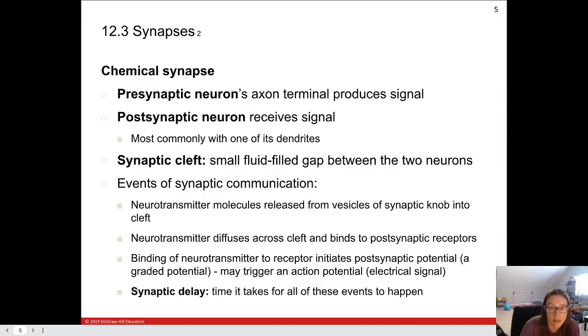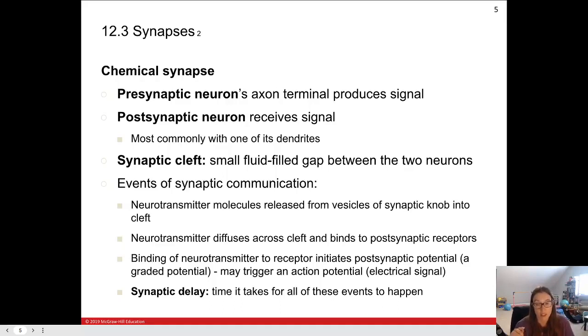that's receiving the signal. And so if you think about what happened at the neuromuscular junction, those are the events that normally happen at a chemical synapse. Neurotransmitter molecules are released from vesicles in the synaptic knob into the synaptic cleft. The neurotransmitter diffuses across the cleft and binds to postsynaptic receptors, right? In the motor end plate, it was the acetylcholine receptors, but we have some other types of receptors that we'll talk about that we could possibly have in neurons.